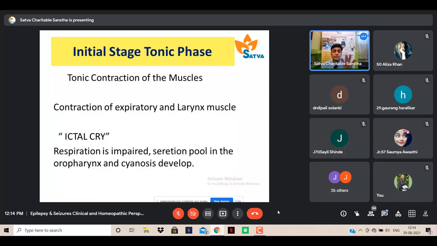So initially, this was the pre-monitory or the pre-ictal phase. When the ictal phase starts, there is a tonic phase where there is a tonic contraction of the muscles. The contraction of the expiratory and the laryngeal muscles is also there, and the person makes an ictal cry. There is a convulsion and a cry comes out, and the respiration may be impaired, and there is a secretion which pools in the oropharynx, and the patient may go into cyanosis. Okay, so this is there.